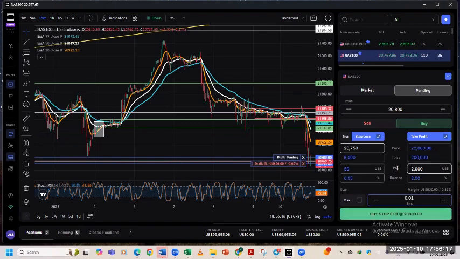look at what happens to the profit and loss. It has changed to $50 on a 0.01. So I'm risking $50 now, to make $200. That's a risk to reward ratio of 1:4. So this one makes sense.